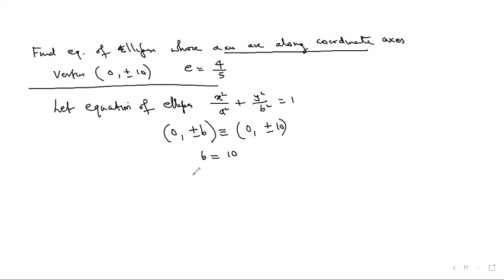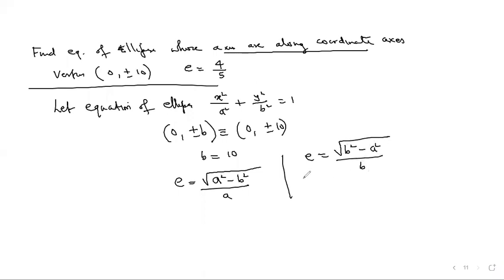Now, what is the formula for eccentricity? Root of a square minus b square upon a. Here you have a choice. Can you hear me? You could have taken e as root of b square minus a square upon b. This also would have been correct. So according to that, the answer would change. So let's check with this. E is 4 by 5.